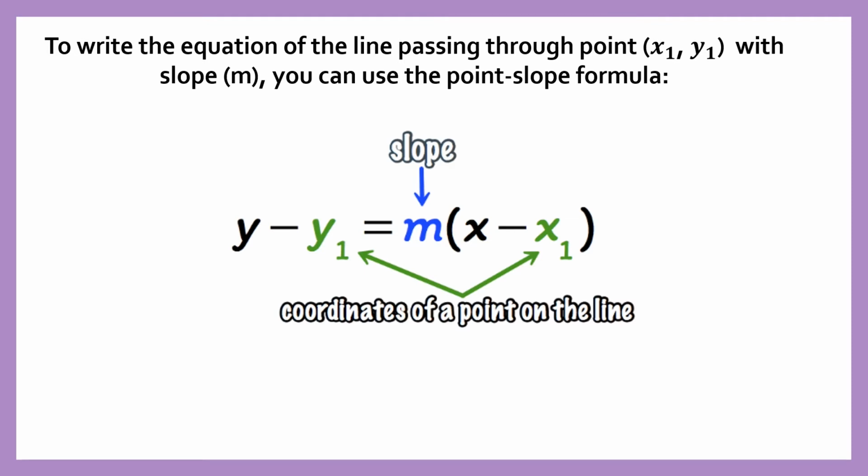If you notice, we have an x sub 1 and a y sub 1, and that is where we're going to replace our ordered pair with that x sub 1 and y sub 1, and in with our slope. So point-slope form is y minus y sub 1 equals m times x minus x sub 1. So let's go ahead and just do some examples.